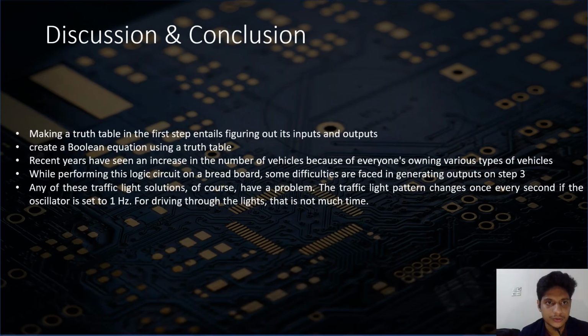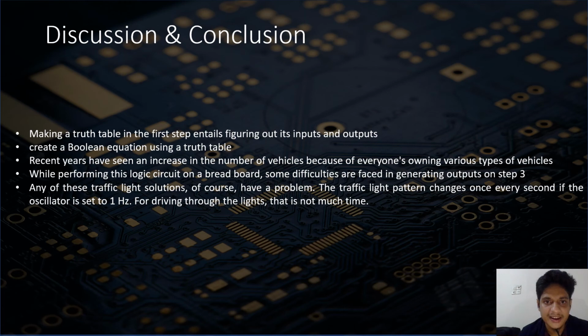Discussion and conclusion. The traffic control system is designed on our lab breadboard and Multisim. Making a truth table in the first step entails figuring out its inputs and outputs. Next, we created a Boolean equation using the truth table. Finally, we use Boolean algebra to create a logic diagram in our lab breadboard and Multisim.